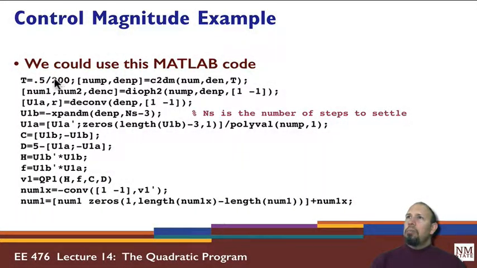So here I want my system to settle in 0.5 seconds. And it's going to do that in 200 steps, which means my sampling time is really small. The reason I'm doing this is I want to see what my solution looks like if I let my sampling time be really small but still settle in the same time. So the number of steps to settle is quite large. Here's my plant, the discrete time model. Here is my minimum order solution.